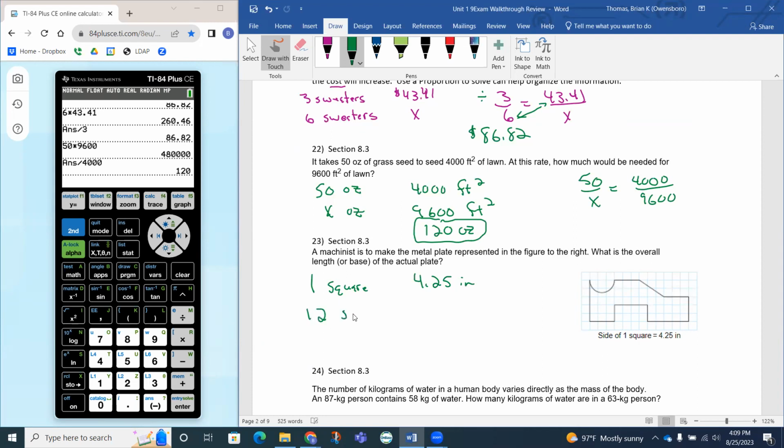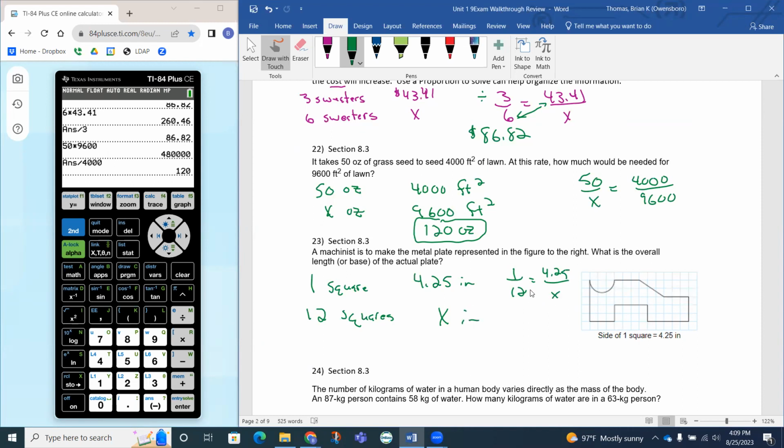If it's 12 squares across, what we should pick up on is the distance should increase as well. If I increase the number of squares, my total distance should also increase. But we don't know what that actual dimension is. So if we double check that, 1, 2, 3, 4, 5, 6, 7, 8, 9, 10, 11, 12. So that's 12 sides of squares, and that's what we're looking for. That's how we can set up a proportion here: 1 over 12 equals 4.25 over X inches. We don't know how many inches that actually is.